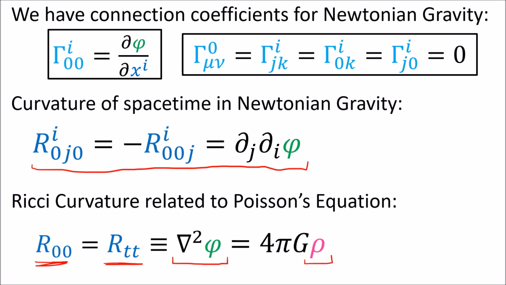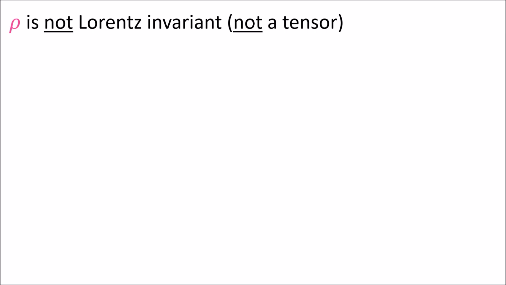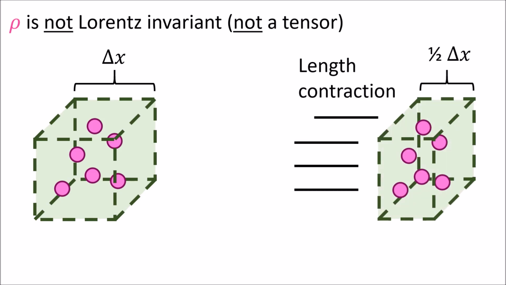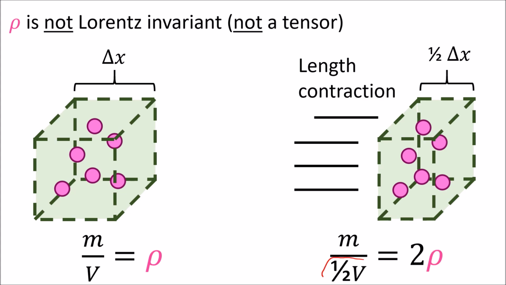This means that mass density causes geodesics pointing in the time direction to naturally converge toward each other, which is a new way of interpreting the gravitational force in Newtonian gravity. Now, the mass density rho is not invariant under Lorentz transformations. The value of rho can be different in different reference frames due to length contraction. For example, if we observe length contraction, we might see the same mass inside half the volume, meaning the mass density has doubled. So the mass density is different in different reference frames according to special relativity.